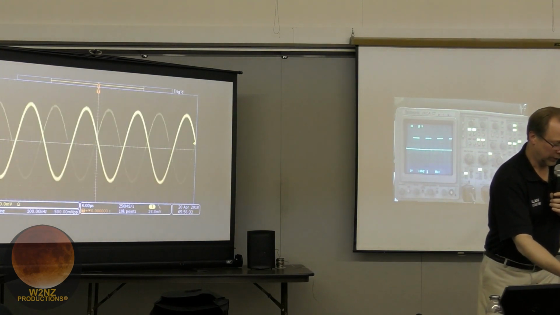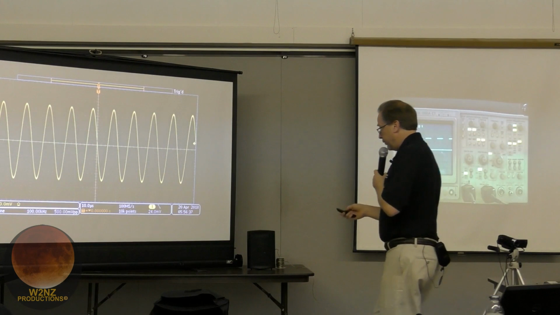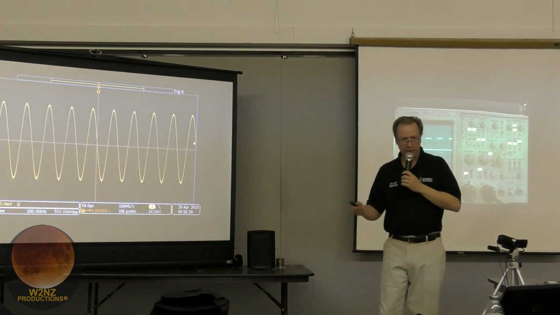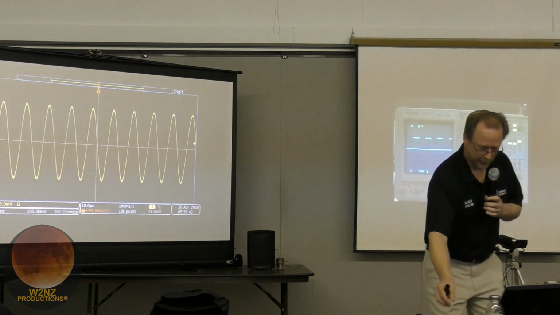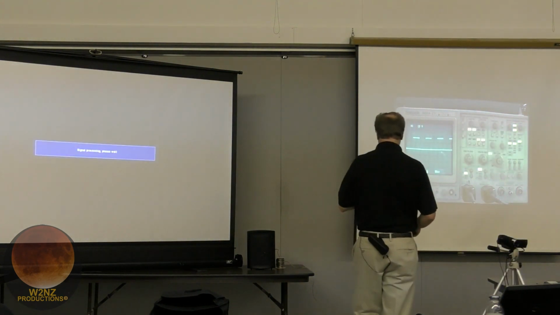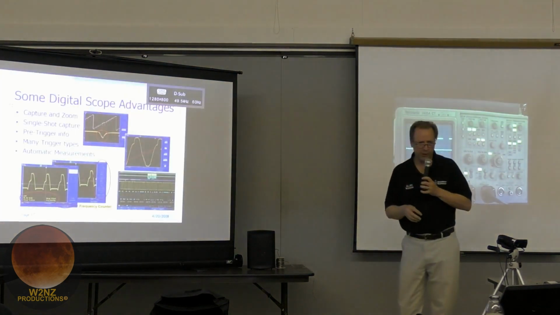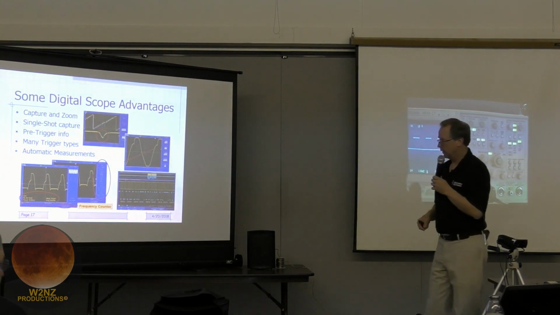Most of the scopes will actually give you a little hint, somewhere on the screen, of what you're actually sampling at. Why we care about that, we'll talk about in a moment. Again, it comes down to aliasing. These are all issues and problems that exist in digital scopes that don't exist in analog scopes.